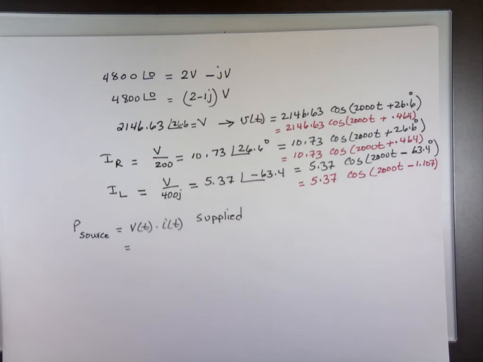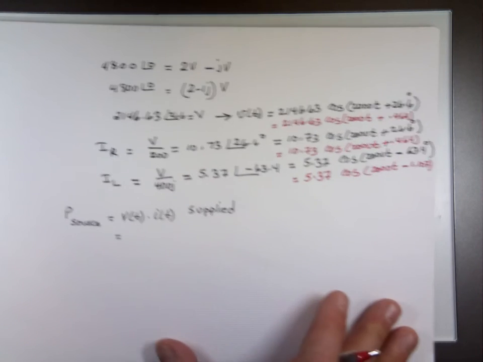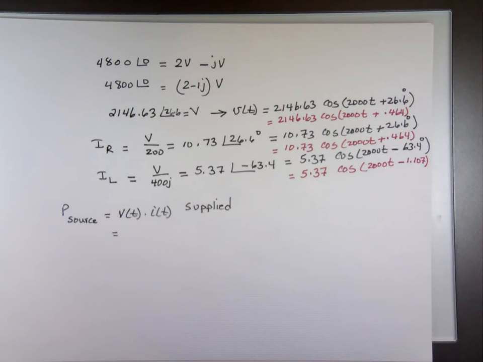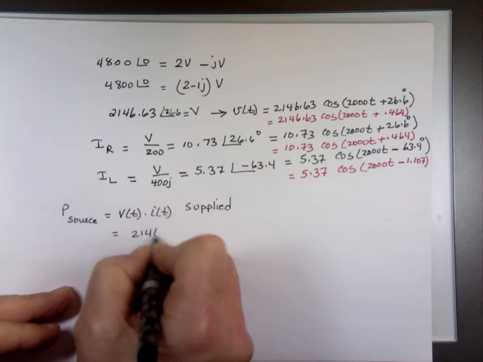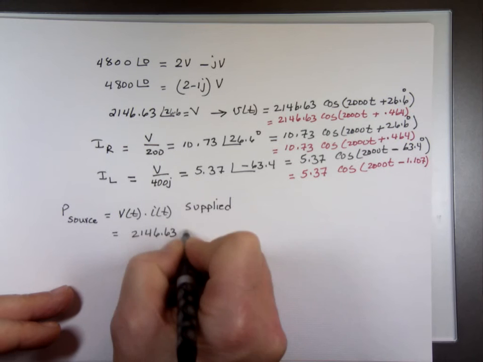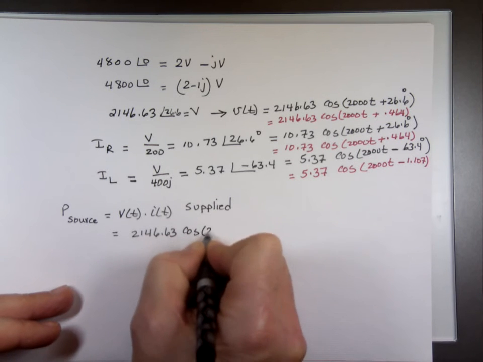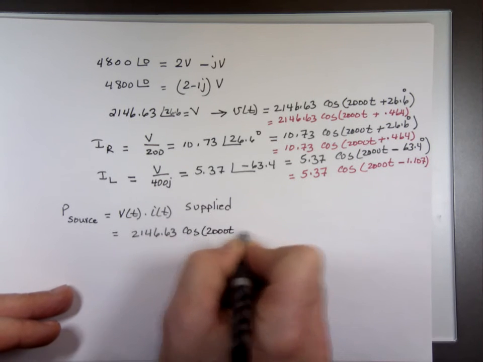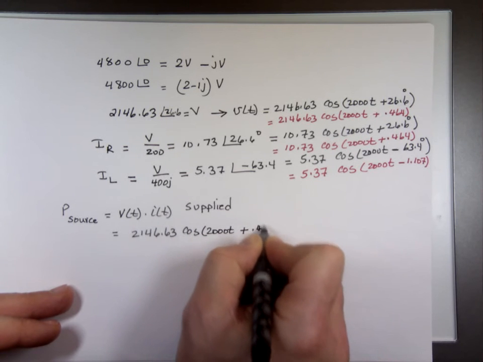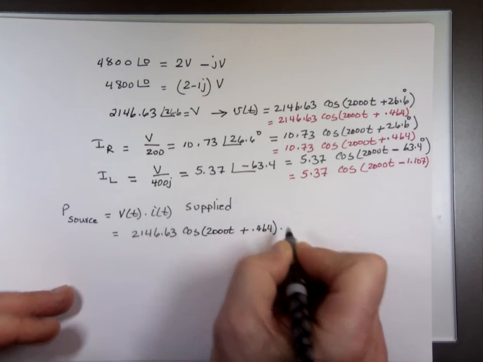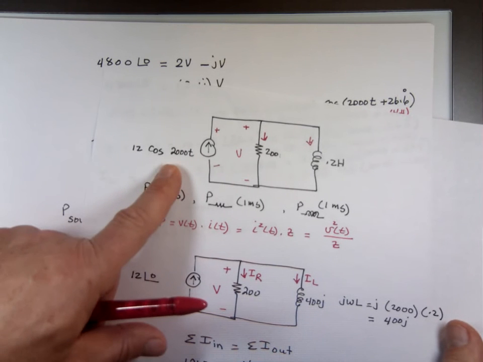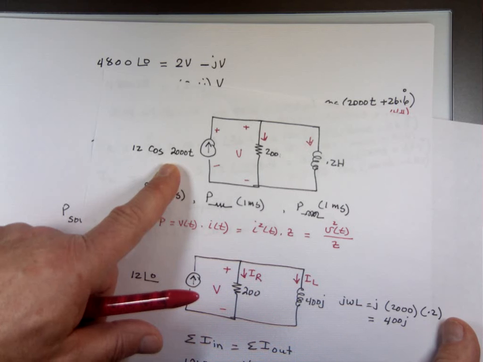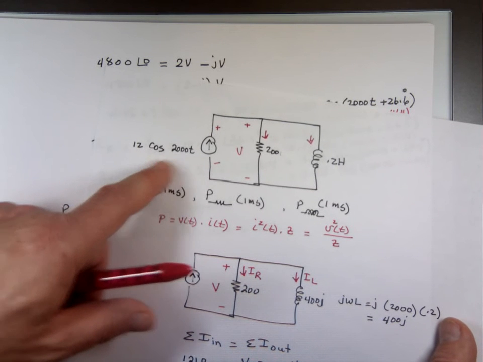So let's look at the source. What is the voltage across the source? Right here. 2146.63 cosine 2000t plus 0.464, times the current. Again, let's look at the circuit. What was the current? The current through the source is what? 12 cosine 2000t.